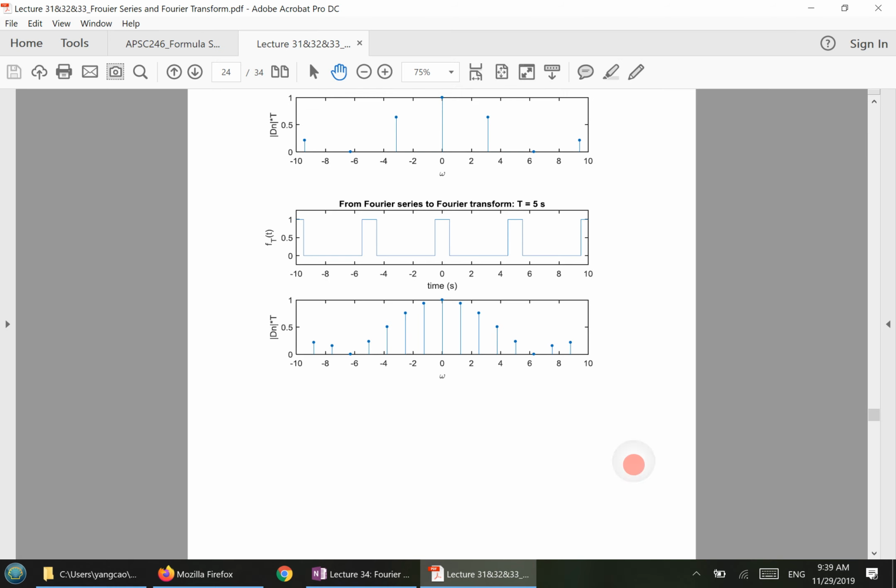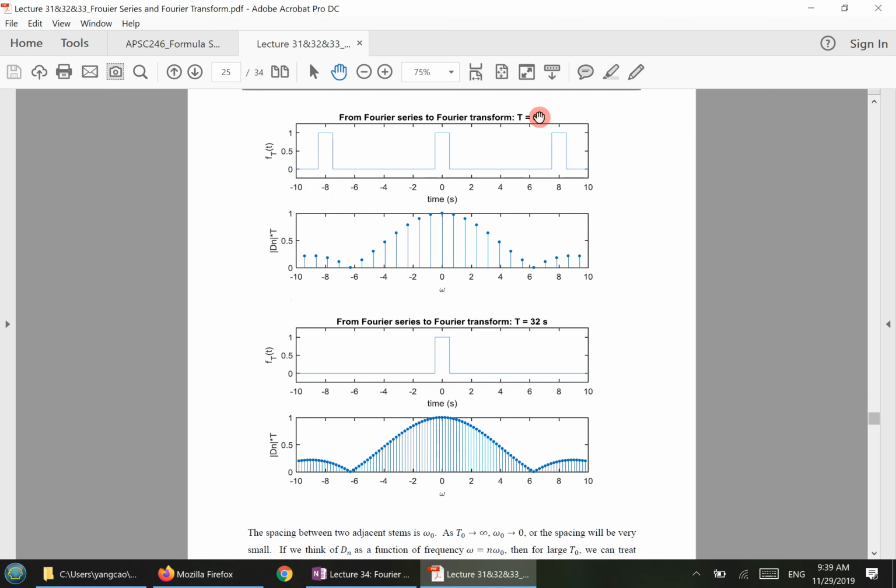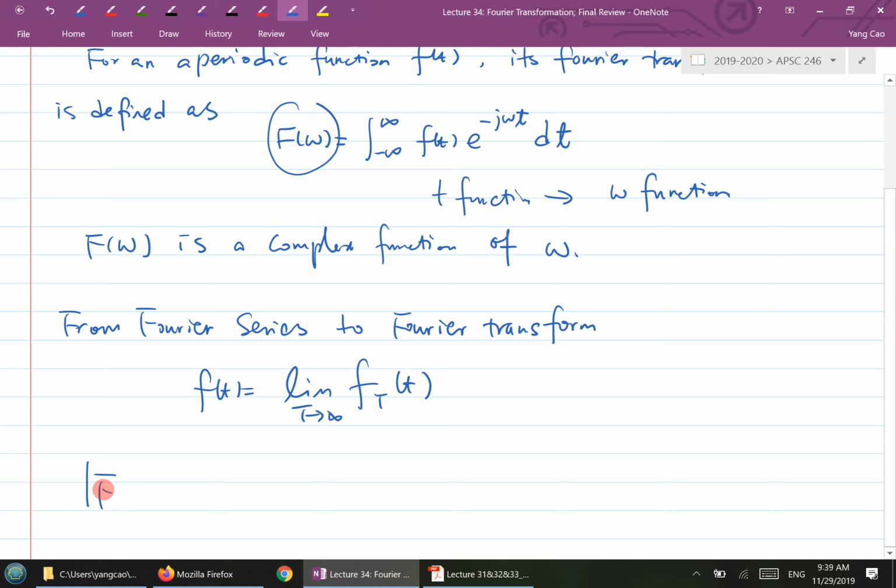Now keep increasing T, from 8 to 32 seconds. At 32 seconds, within the range of the graph, you don't see the periodic function anymore. You only see this f of t here. It's still discrete at each omega, but altogether it looks like a continuous drawing now, a continuous spectrum. If T is much larger, you should expect a continuous plot, and that continuous plot is basically a plot of the magnitude of F of omega. So that's the connection between the Fourier series and the Fourier transform.